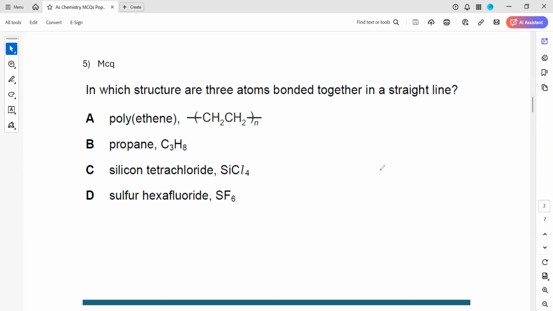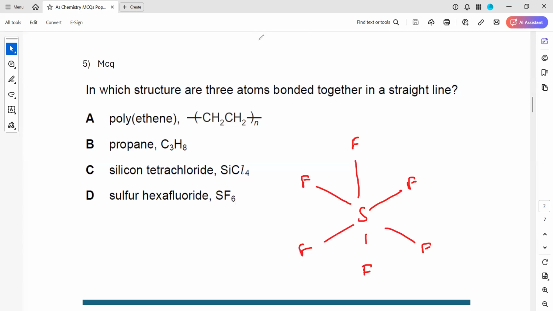Silicon tetrachloride: silicon belongs to group 4. So when it forms a bond with 4 chlorine, there are 4 bond pairs and no lone pair. So what will the bond angle be? The bond angle will be 109.5 degrees. But sulfur hexafluoride, what will the structure of sulfur hexafluoride be? Fluorine will be there. So one of the bond angles will be 180 because this is 90.